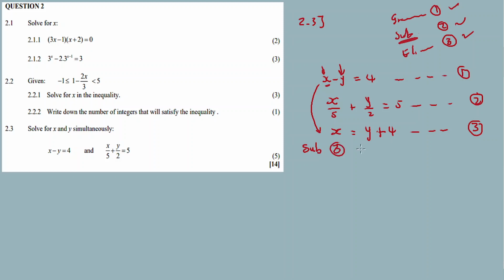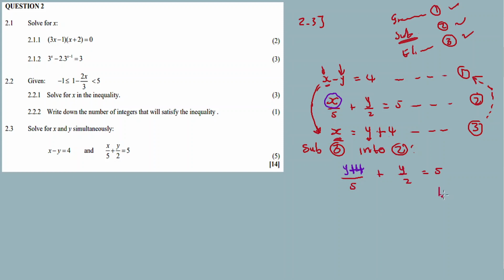Now I take equation number 3 and substitute it into equation number 2. I cannot substitute equation 3 into equation 1 because equation 1 is what produced equation number 3. So where there's x, I put y plus 4. So now in equation number 2, where there is x, I put y plus 4, divided by 5, plus y over 2, is equal to 5.